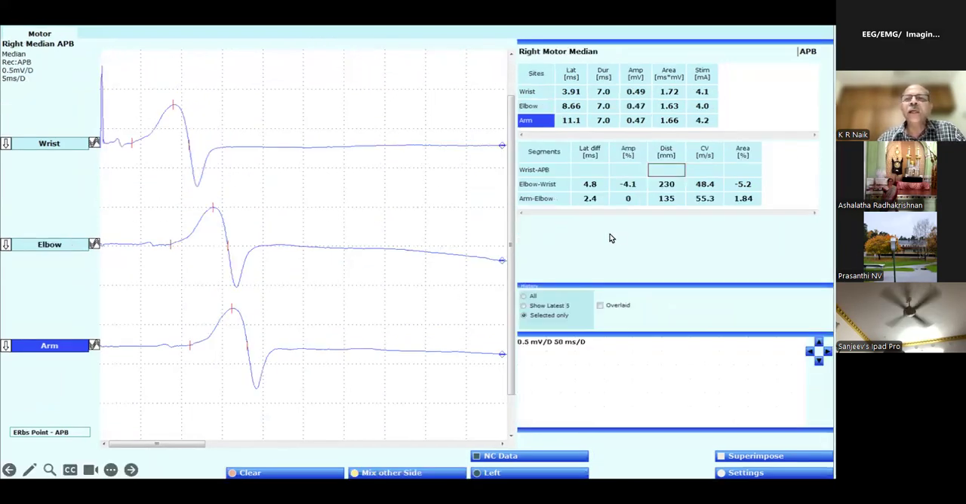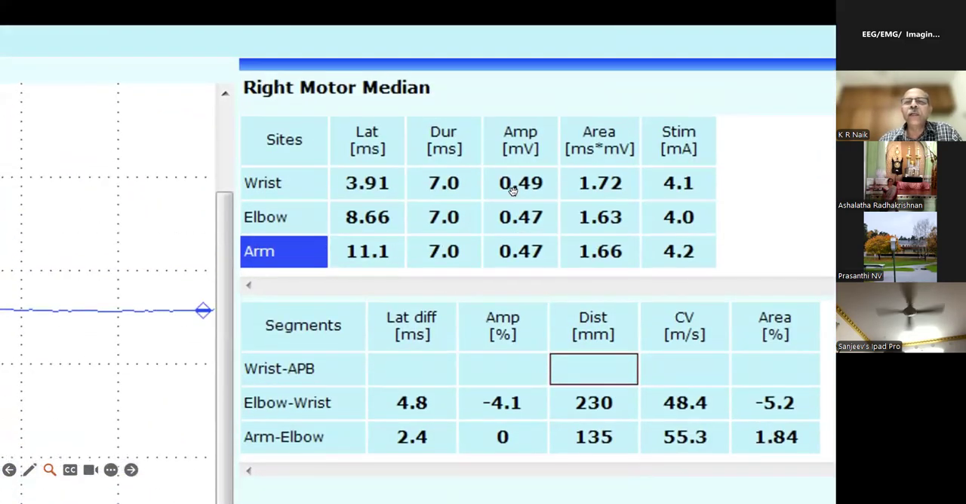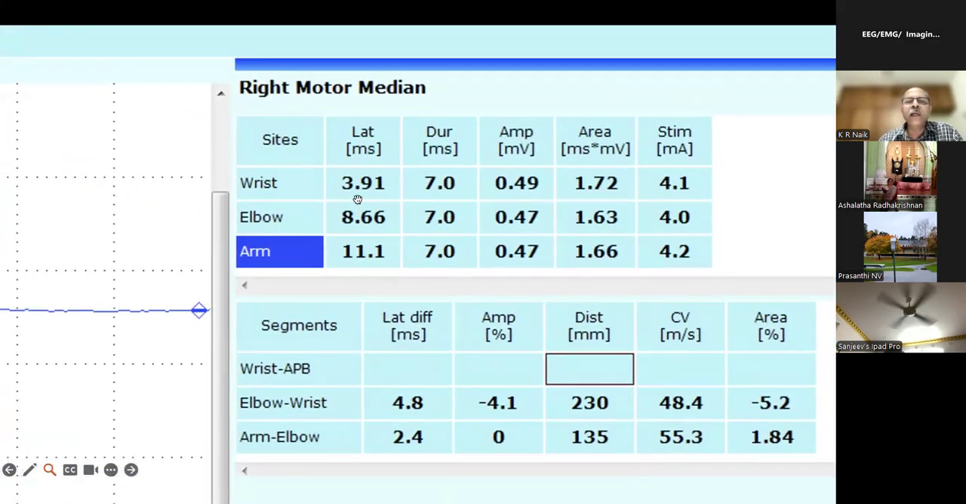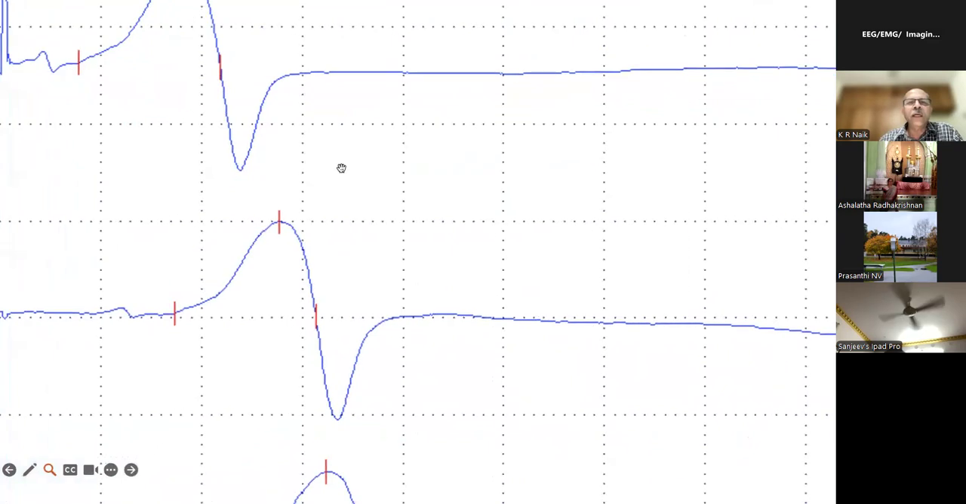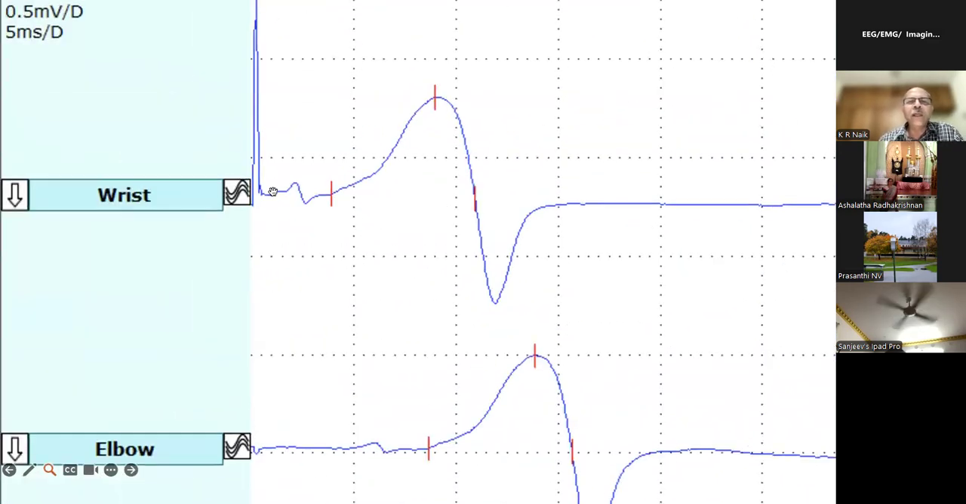One more example, same person, median nerve stimulation. We say that the morphology looks relatively okay, but if you look at the amplitude, it's half a millivolt, distal latency is normal, and velocities are just moderately reduced in the forearm segment. Another thing which I would like to highlight is that in median nerve stimulation, there can be a small nerve action potential because of the recurrent nature. The median nerve goes to the palm and goes back into the APB and the thenar muscles. Because of that, you may see a small nerve action potential.